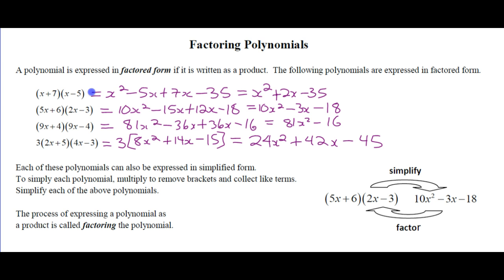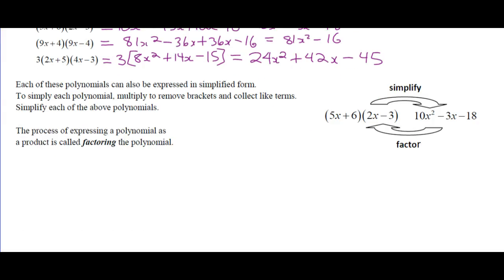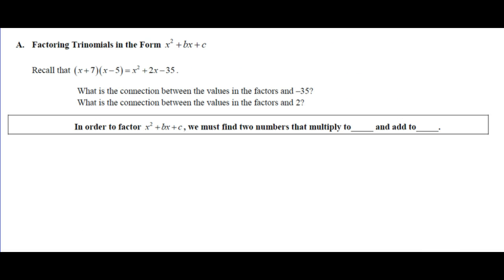To multiply. The process of expressing a polynomial as a product is called factoring. So basically, what we would do to factor is take this and work it back to that. So we're looking at a trinomial, and we're saying, okay, how do we factor that? If we remember, x plus 7 times x minus 5 is x squared plus 2x minus 35. And we want to be able to factor that.